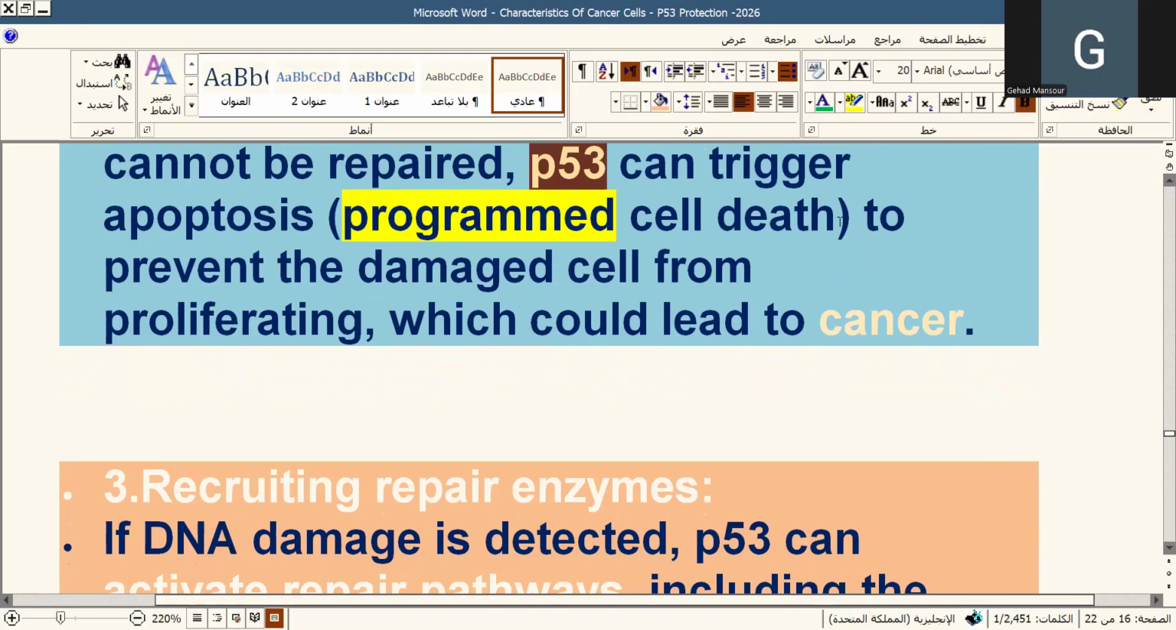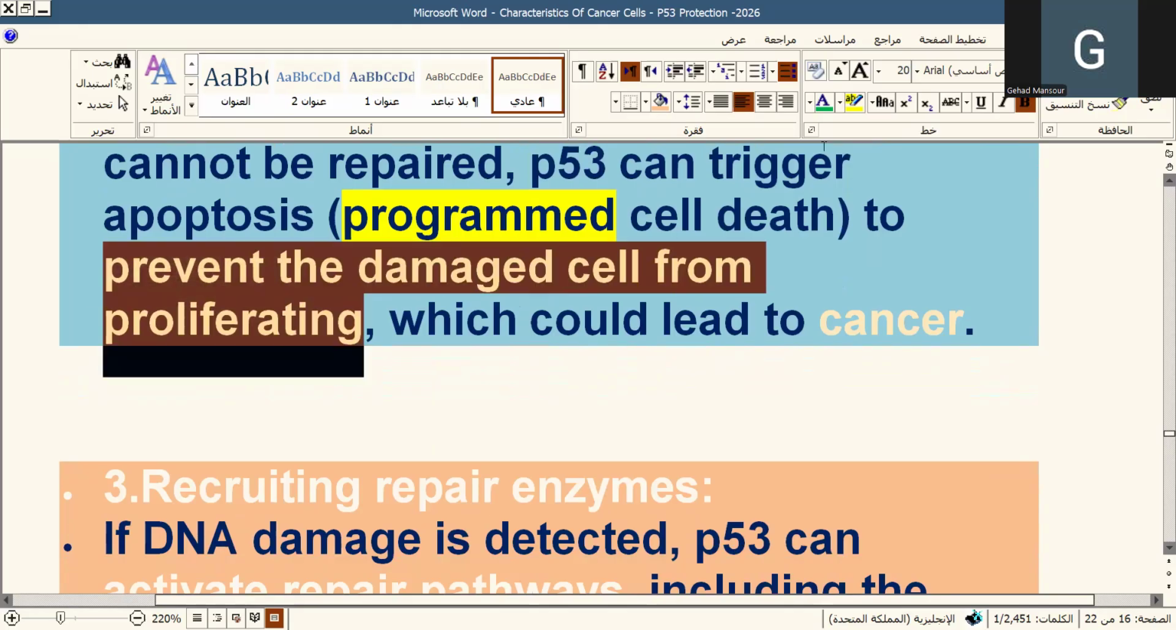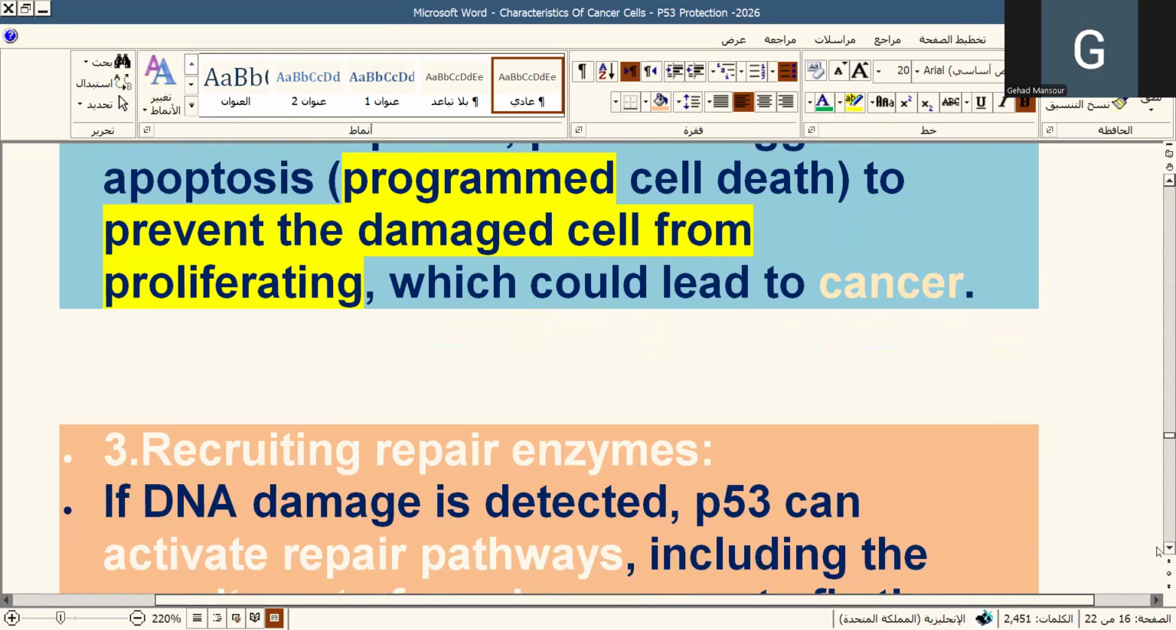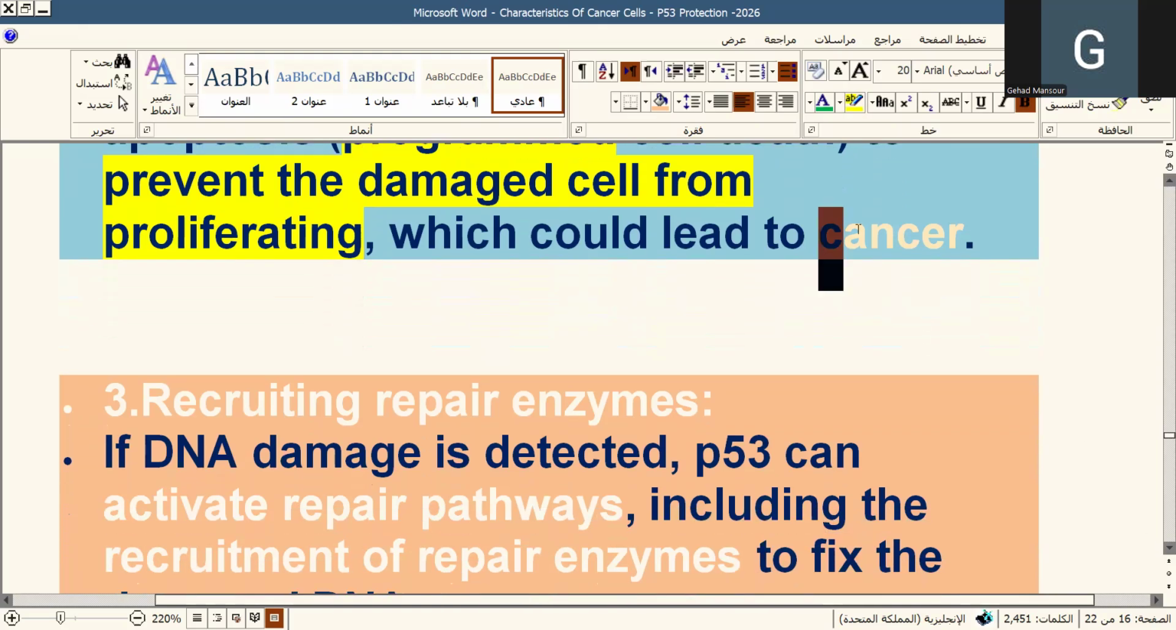So apoptosis in such a condition will prevent the mutated cell from proliferation. So the importance of apoptosis in case of damage of DNA is that it prevents the occurrence of cancer, because it prevents the mutated cells from proliferation.